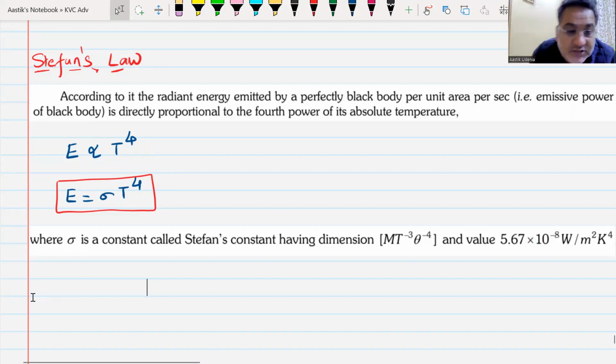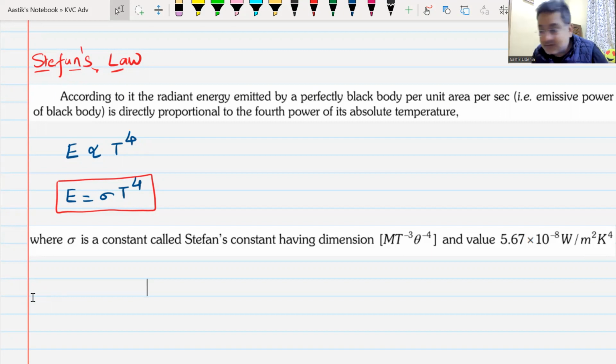M is proportional to T raised to the power 4. This is Stefan-Boltzmann law, proved by Boltzmann, given by Stefan. This law is only valid for a black body.